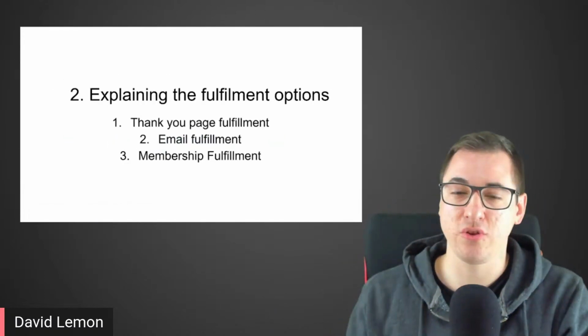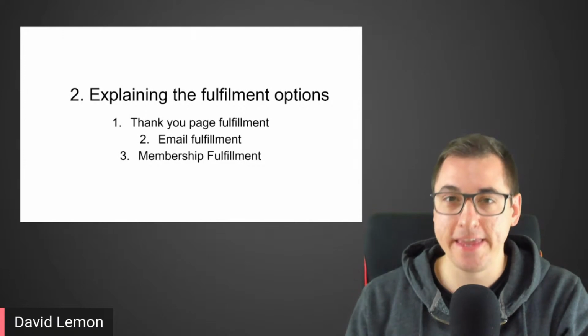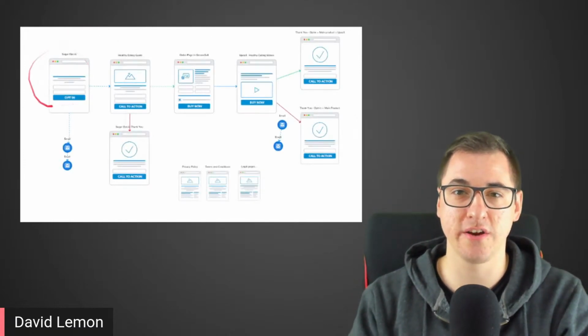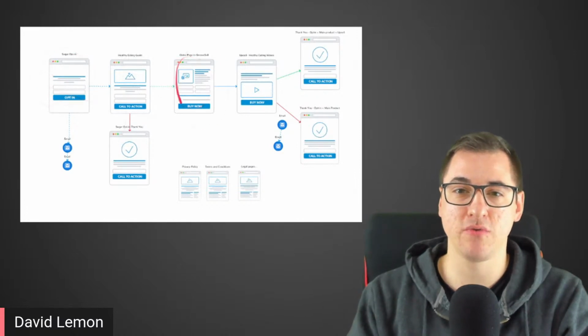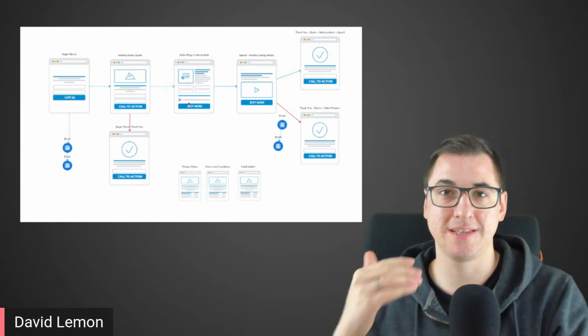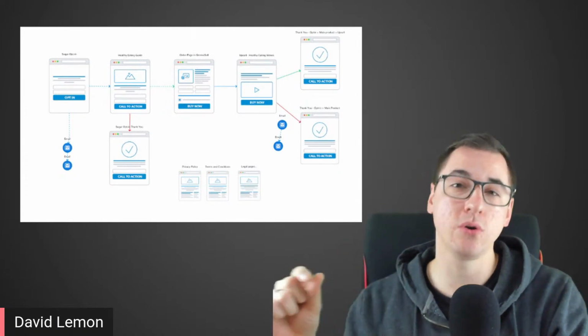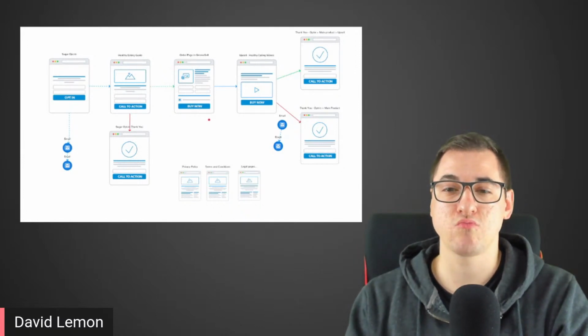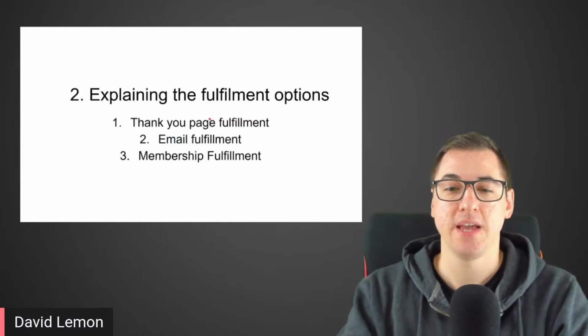The second way to fulfill is with email fulfillment, because we collected their email at the beginning over here, and they're also making the payment over here. We can set up an email sequence that sends out the actual download link to the people that purchased. So it is delivered in an email.